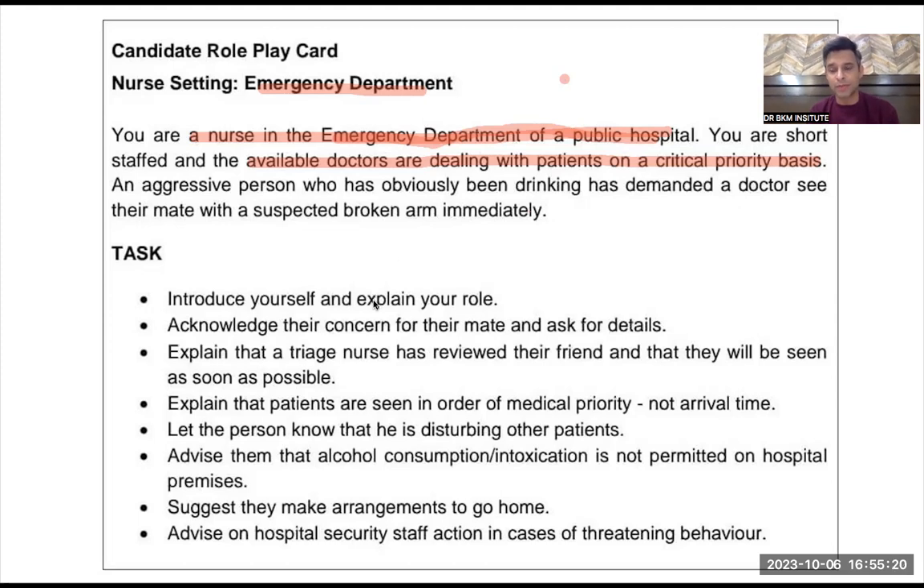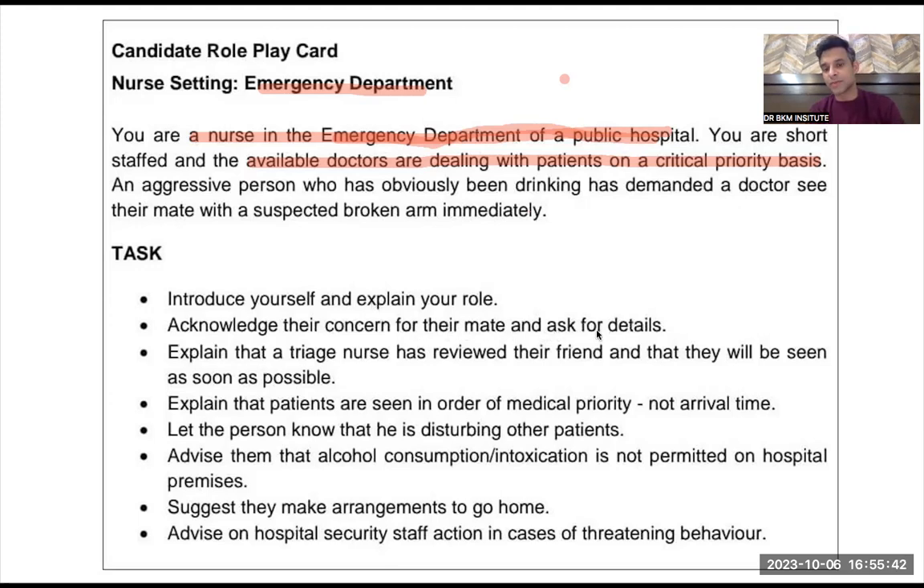Then first of all, the role play. Let's see what the tasks are. Introduce yourself, explain your role. So you will say, good morning, my name is Bhupesh and I am a nurse over here. I am here to attend you in the emergency department. So could you please tell me how may I help you? This is the thing that you will say when it comes to the emergency department. How may I help you?